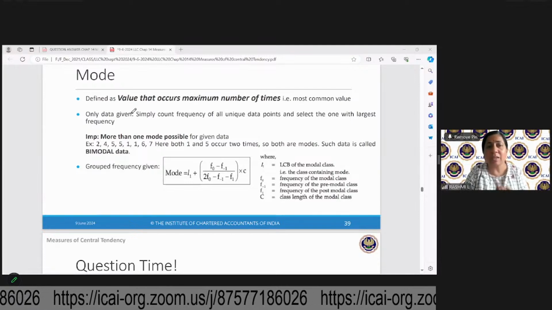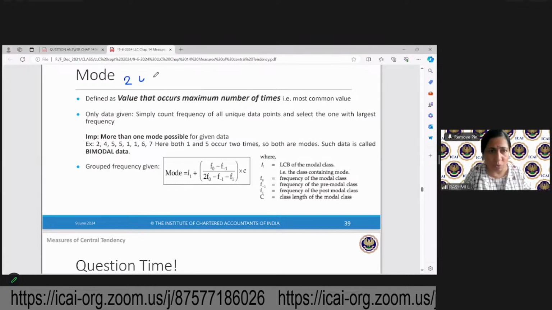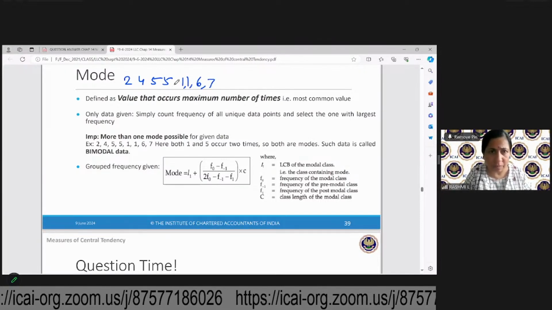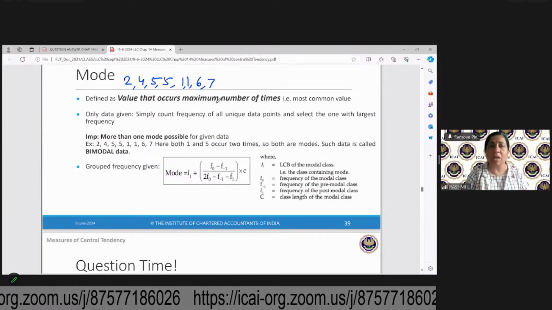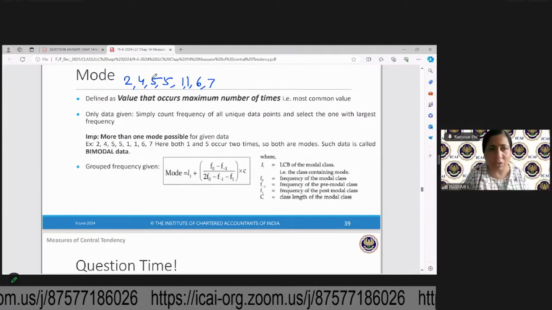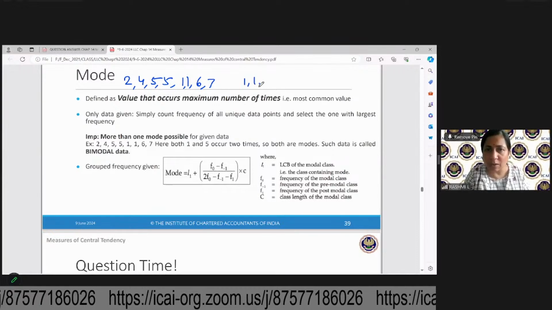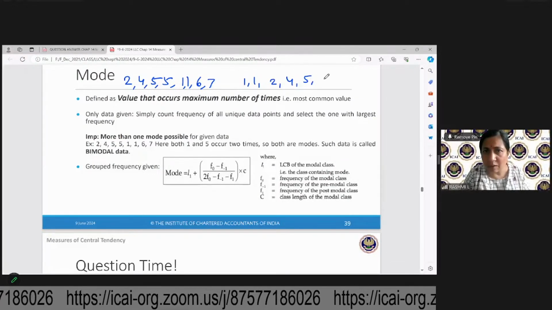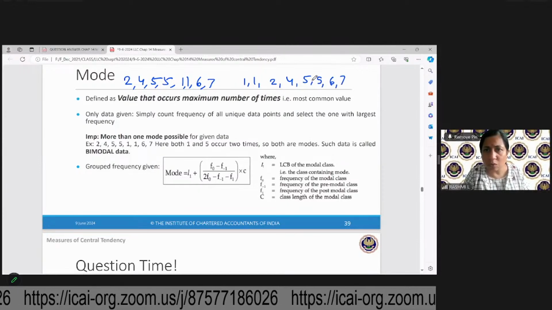Now let us see about the grouped data. Now, for example, for simple ones: 2, 4, 5, 5, 1, 1, 6, 7. See, it is always a good idea to write it in ascending or descending order. Why? Because sometimes you may miss out on the number that has been repeated. So this is 2, 4, 6, 8. There are 8 numbers. So I will write it as 1, 1, 2, 4, 5, 5, 6, 7.